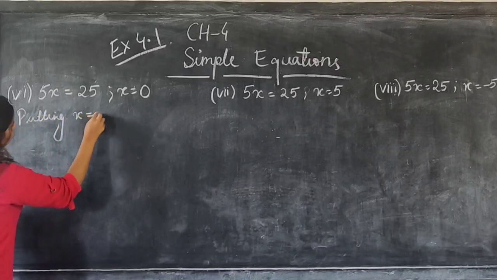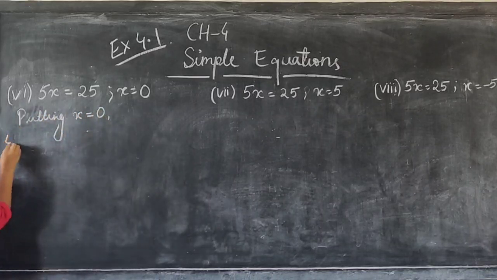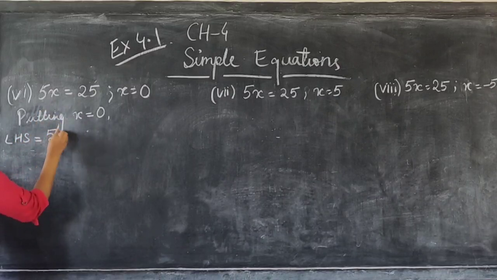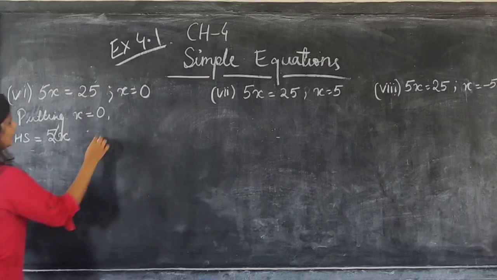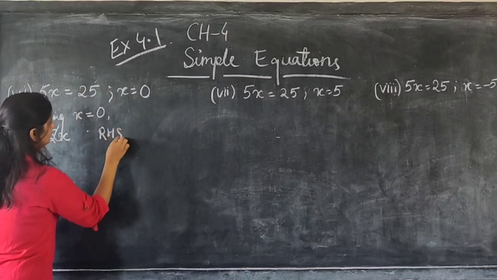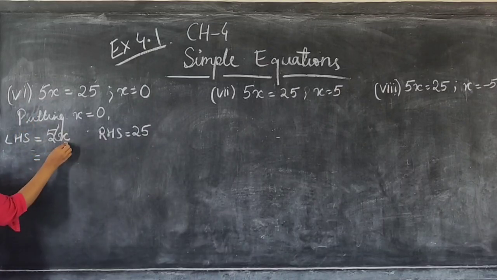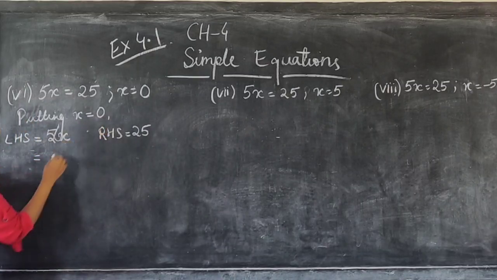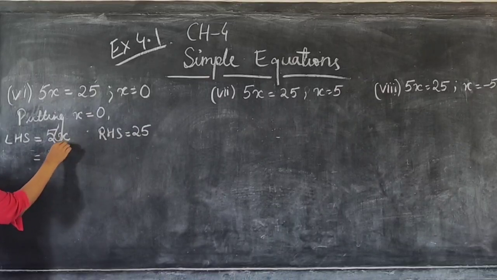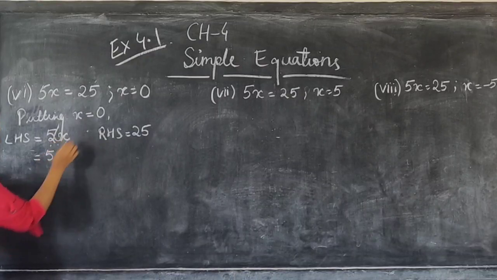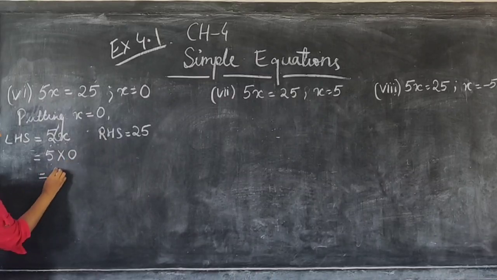x equals 0. Left hand side equals, what is our left hand side? 5x. And our right hand side we have 25. So what is the value of x? x is 0. So I told you 5x means 5 multiplied with x, 5 into x. So write 5. What is the value of x? 0. So into 0.